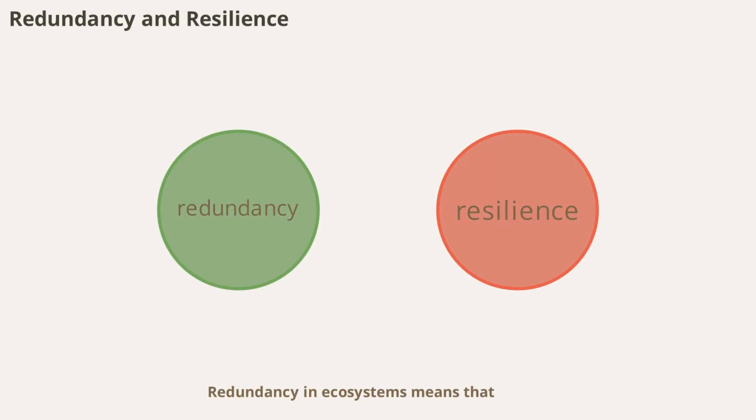Redundancy in ecosystems means that multiple species can perform similar functions. This provides a safety net. If one species is lost, others can step in to maintain ecosystem services. However, there are limits. Once too many species are lost, the system can reach a tipping point, leading to rapid declines in function. Maintaining redundancy is crucial for resilience.